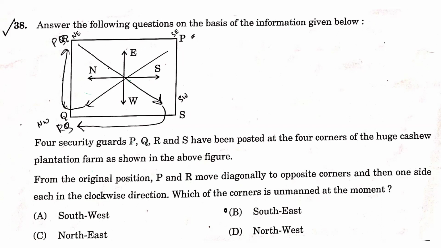From the original position, P and Q move diagonally to opposite corners. That means they are moving diagonally like this. They are moving diagonally like this. So P and R are moving diagonally like this. See?